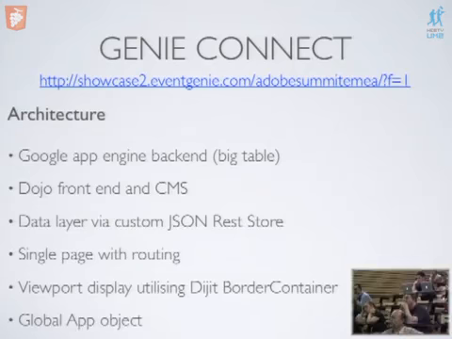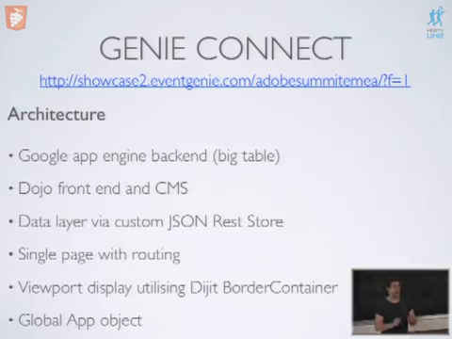Global app object. One of the things I'm not a massive fan of on this is that it was written before asynchronous loading of modules. So there's a global app object, basically. Every request goes through app.getThis, app.model.change, and it's all through there.